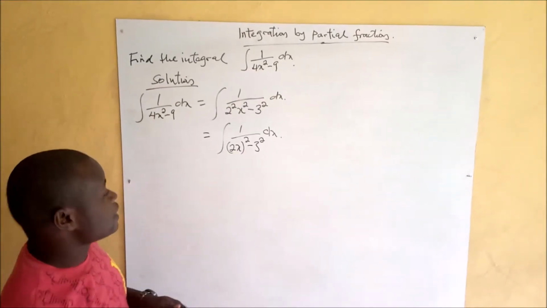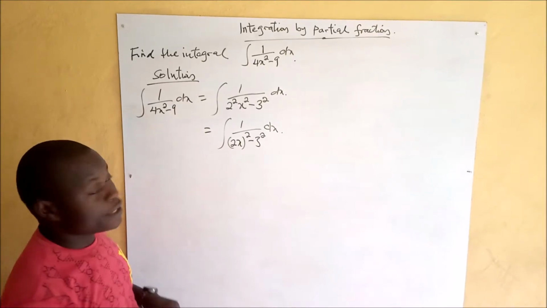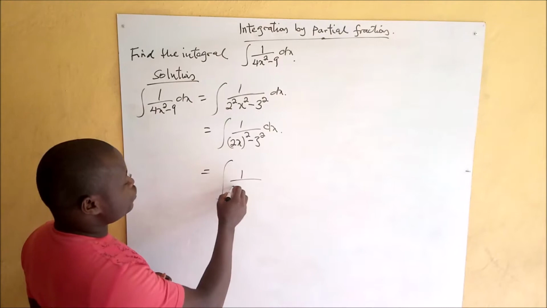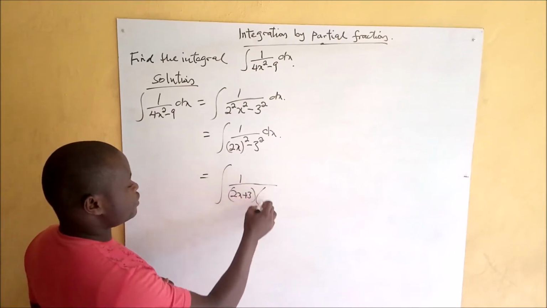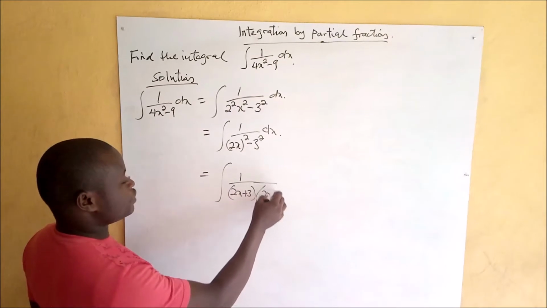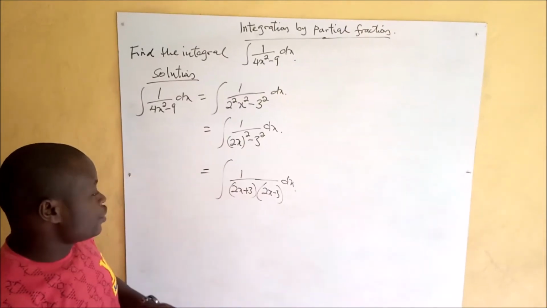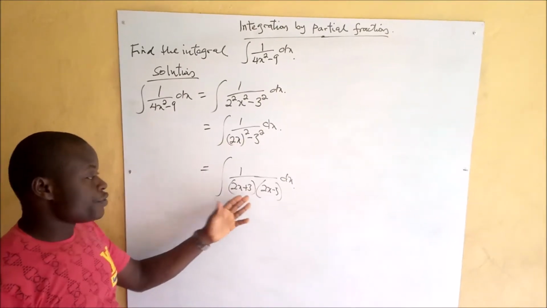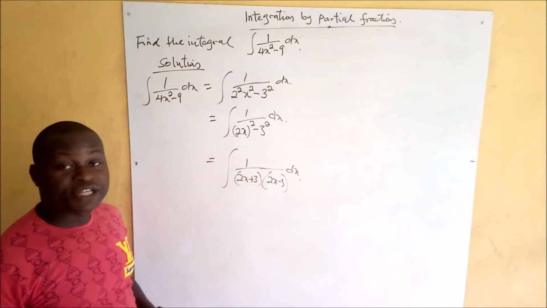So you can see that the denominator forms what we call a difference of two squares. Of course, that can be written as (2x plus 3) times (2x minus 3), all multiplied by dx. So you can see that the denominator is compounded. So here we resolve the integrand into partial fractions.